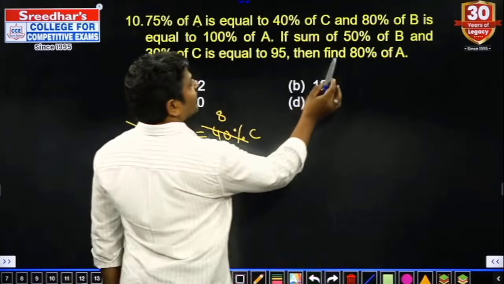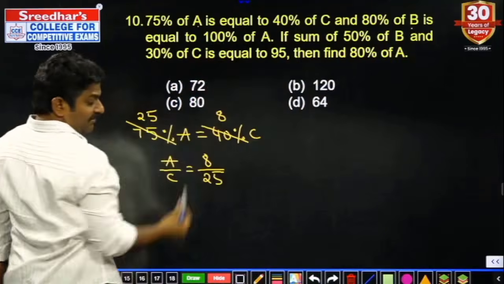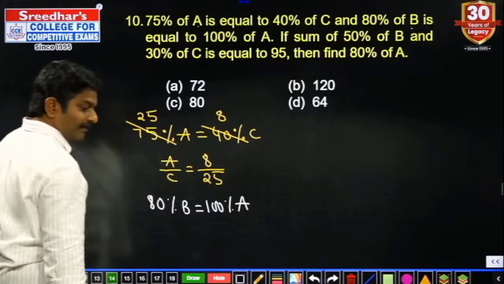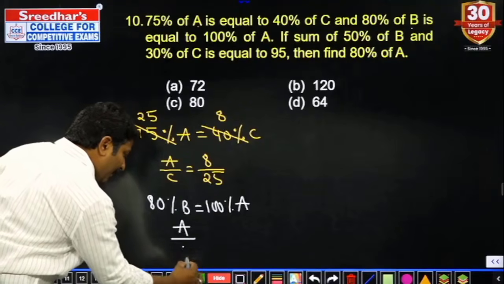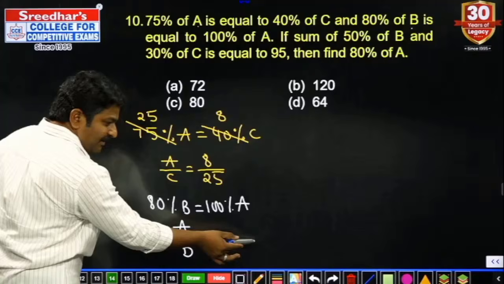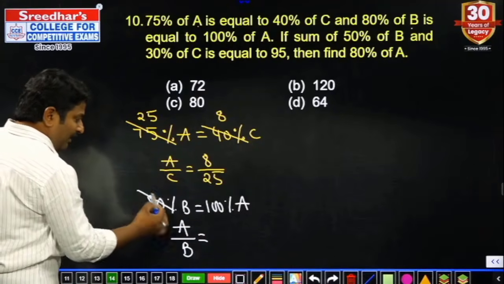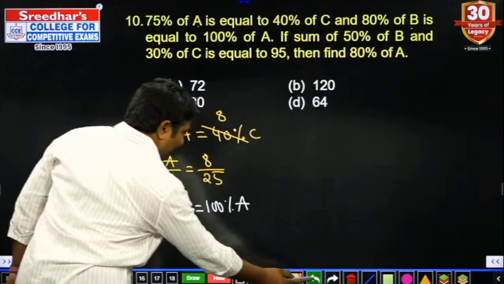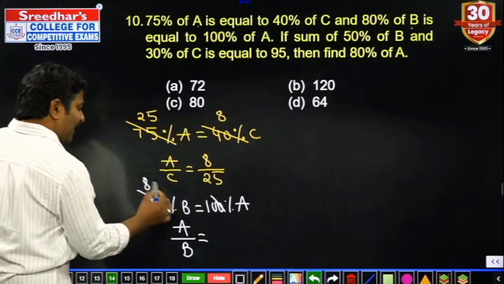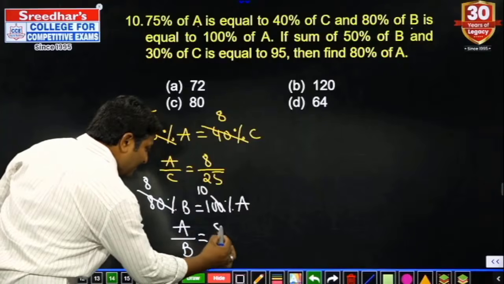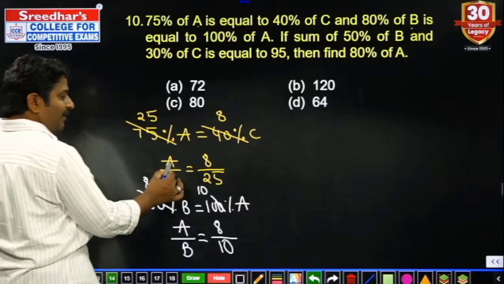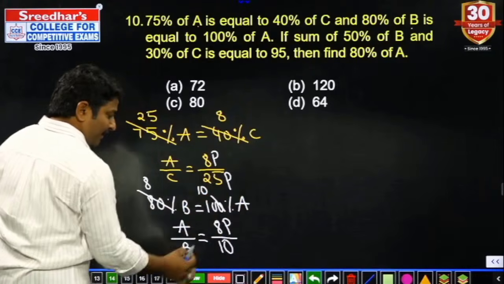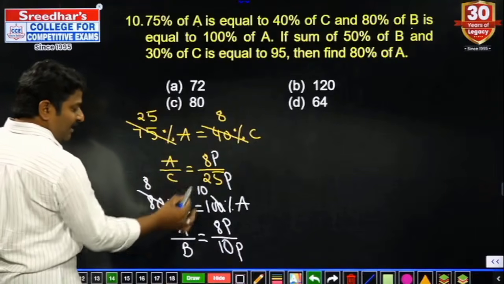Next statement says 80% of B is equal to 100% of A. From this, I would like to calculate A by B. B goes to the right hand side denominator, 100 comes to the left hand side denominator. Or otherwise, let me cancel only the 0. A by B is equal to 8 by 10. So here A is equal to 8 parts, here also A is equal to 8 parts. C is 15 parts, B is 10 parts. A is the same here, 8 parts and 8 parts.